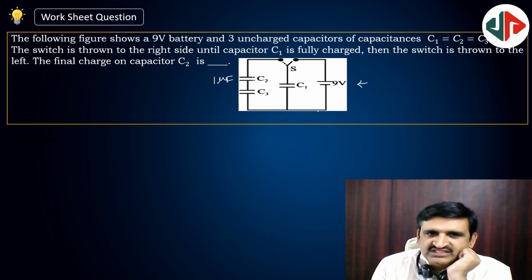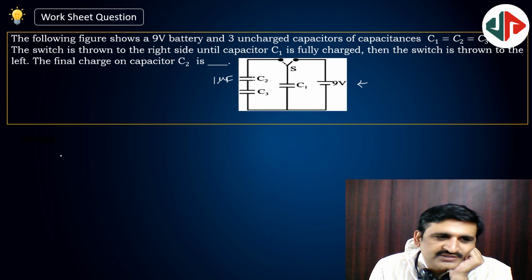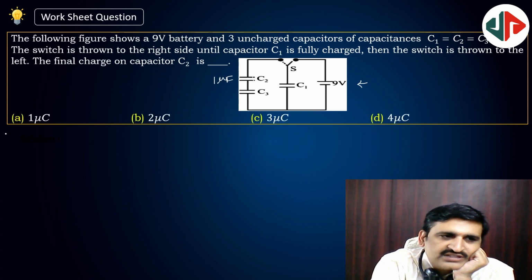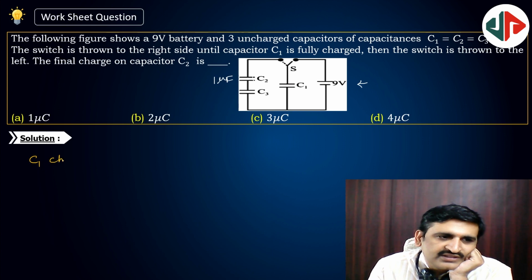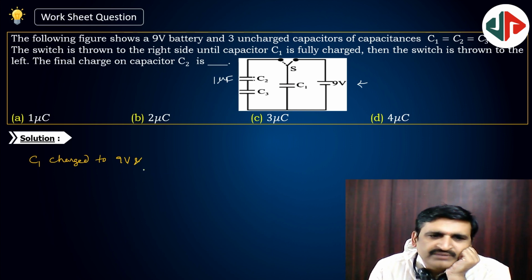First, C1 will be charged to 9 volts. How much charge will it have? Each is 1 microfarad, right? Q is equal to CV, that's it. 1 into 9, 9 microcoulomb is the charge up to there.